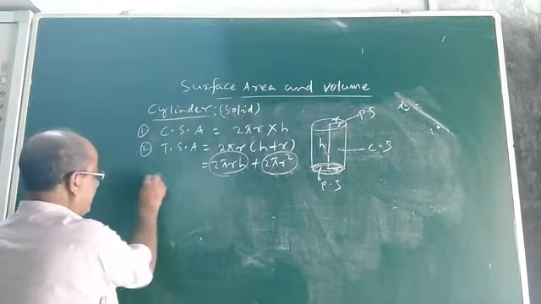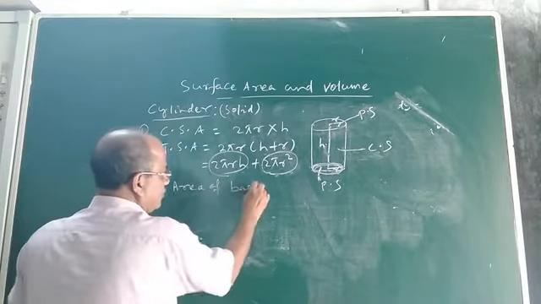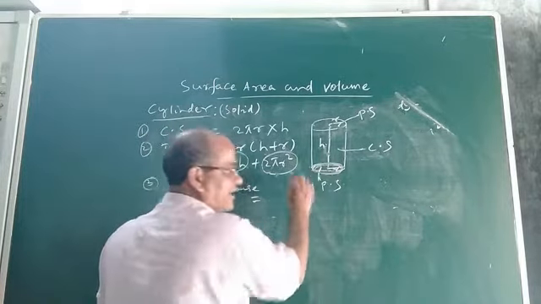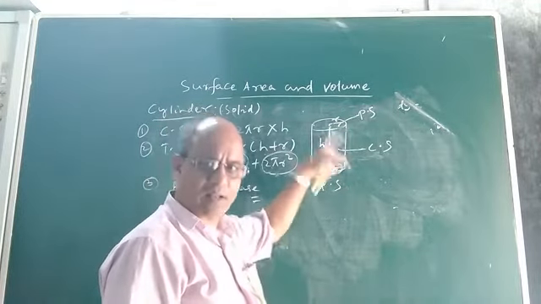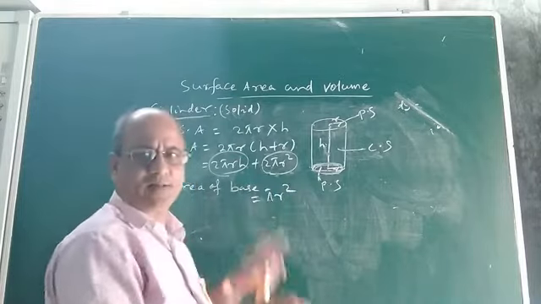Then what will be the area of the base? As the base of the cylinder is a circle, whatever is the area of the circle will be the area of the base. It will be given by pi r square, because you know the area of a circle is pi r square.